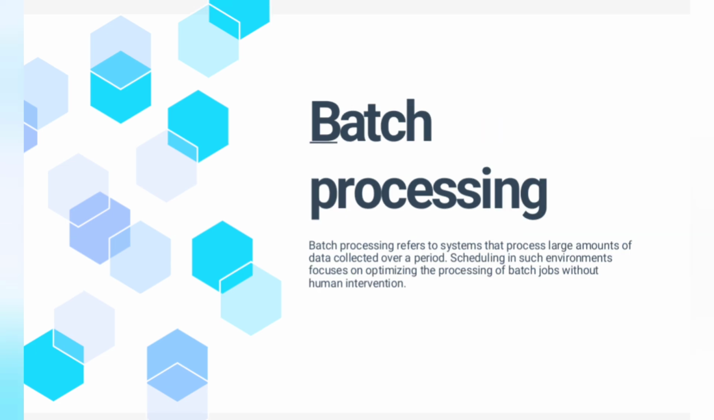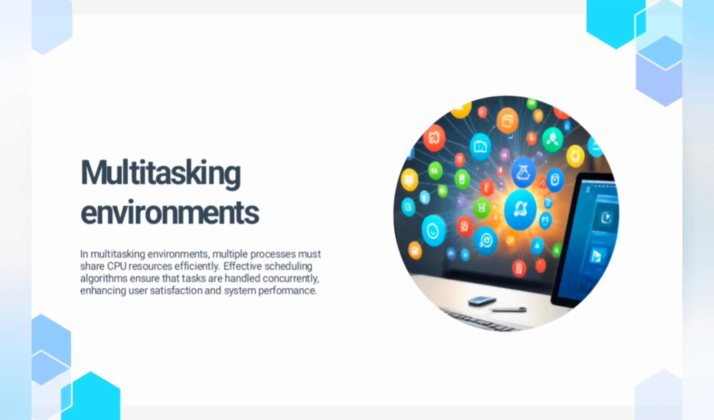In use cases, real-time systems require deadlines to be met. Tasks must be scheduled to ensure that critical operations are executed within strict time constraints to prevent failures. Batch processing refers to systems that process large amounts of data collected over a period. Scheduling in such environments focuses on optimizing the processing of batch jobs without human interaction.